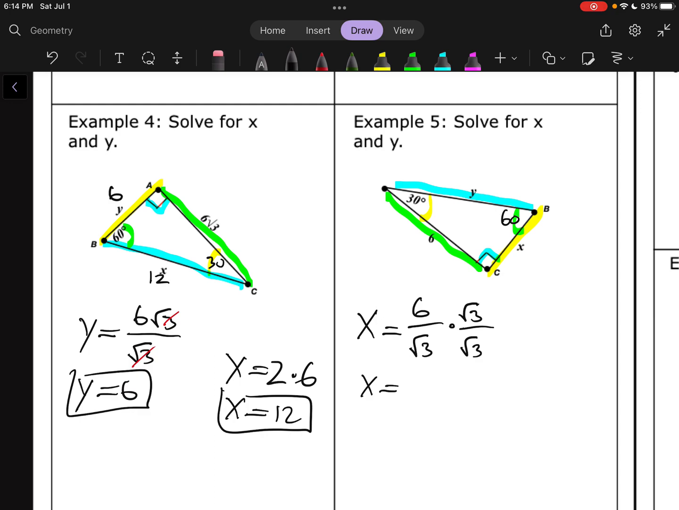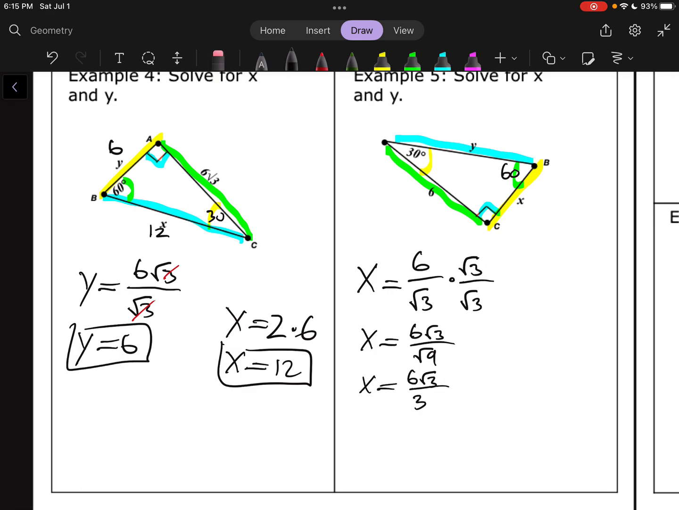Now, if I multiply straight across, 6 times root 3 is 6 root 3. If I multiply the denominators, root 3 times root 3 is root 9. But the square root of 9 is 3. And now I've got some whole numbers on the numerator and the denominator. And if I've got whole numbers, I can actually divide those things. So 6 divided by 3 is 2 root 3. So X ends up being 2 root 3.